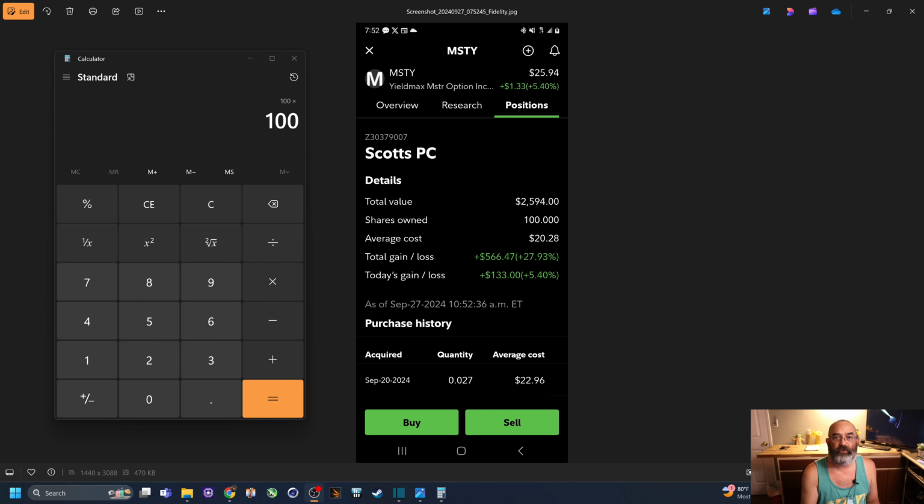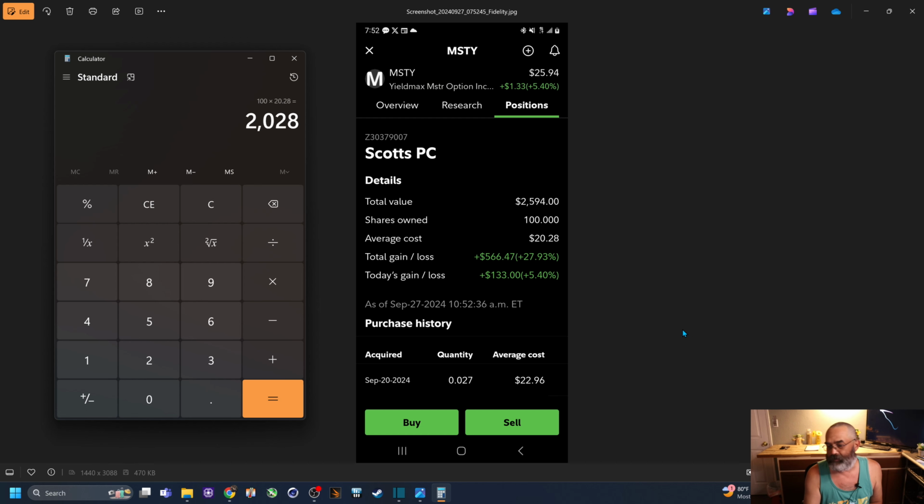During the past 30 days, I've accumulated 100 shares with an average cost of $20.28. Now, I bought a good chunk of these shares during the first 10 days or so of this month. And you can see with that average cost of $20.28, if you do the math, my cost for these 100 shares is $2,028, but let's just keep it simple. $2,000 for 100 shares.